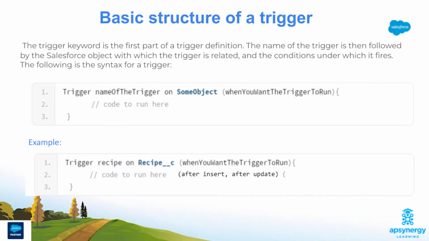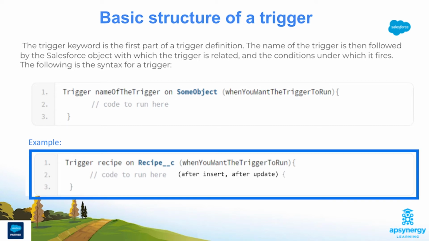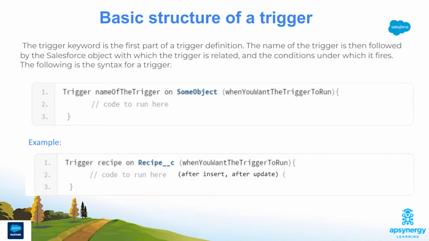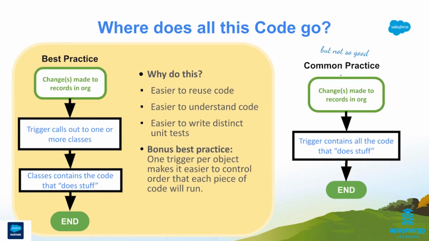Now we will discuss the structure of a trigger, or syntax. The trigger keyword is the first part of a trigger definition. The name of the trigger is then followed by the Salesforce object with which the trigger is related, and the conditions under which it fires. As you can see in the example, we have our trigger called recipe, that's listening to a custom object called recipe__c. It is going to work after a new recipe is inserted into our org or after an existing recipe is updated. So where does all this code go?